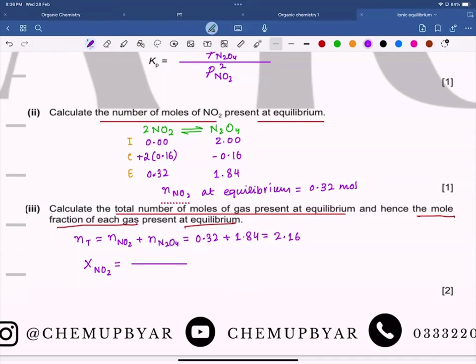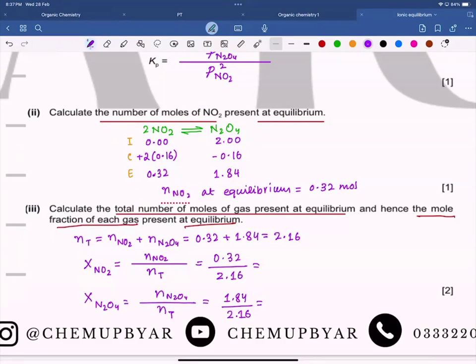Sir, moles of NO2 divided by total moles. So the moles of NO2 at equilibrium are 0.32. Total moles we found is 2.16. And in the same way, if I need to find the mole fraction of N2O4, I will divide the moles of N2O4 by total moles. So 1.84 divided by 2.16. Yes. Answer please.